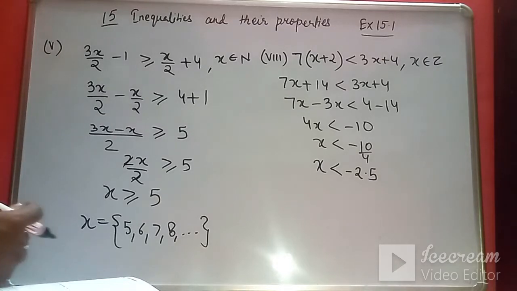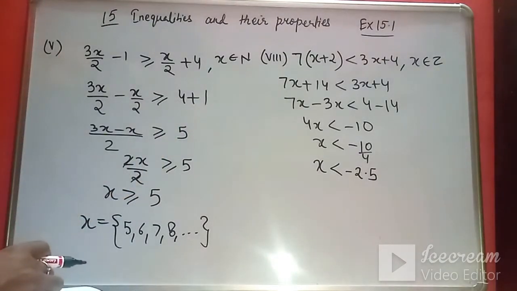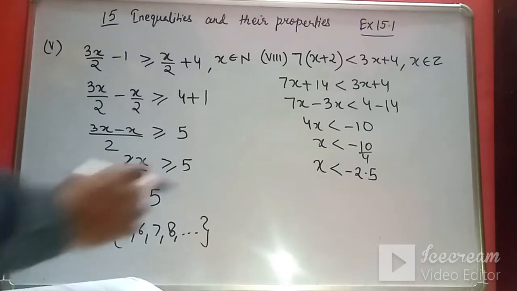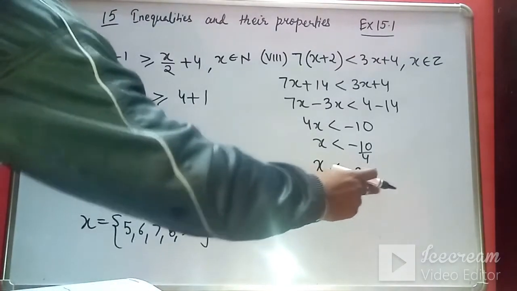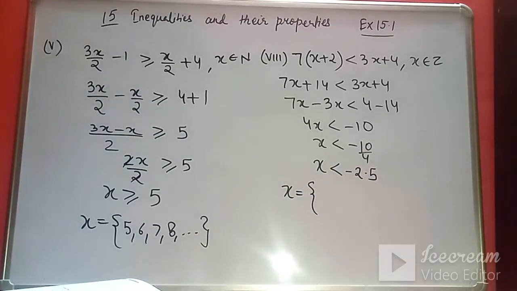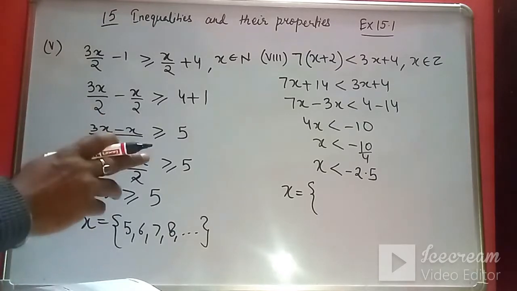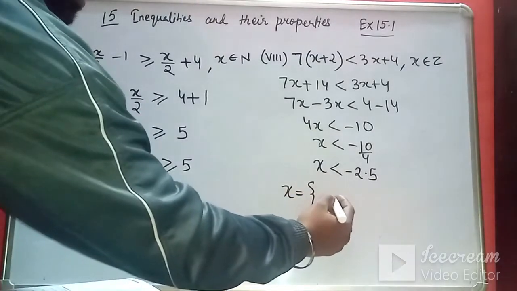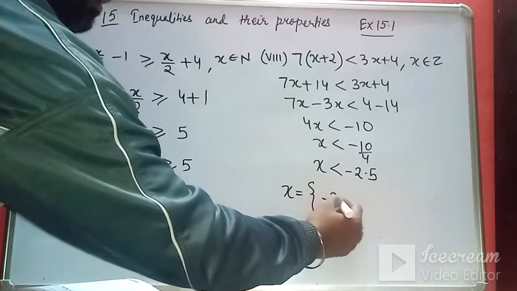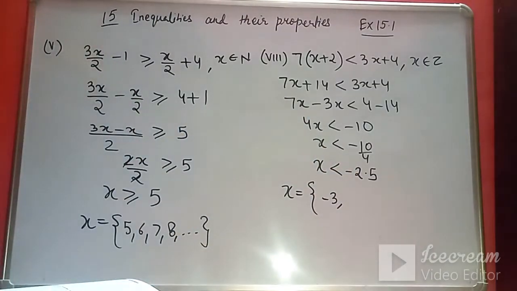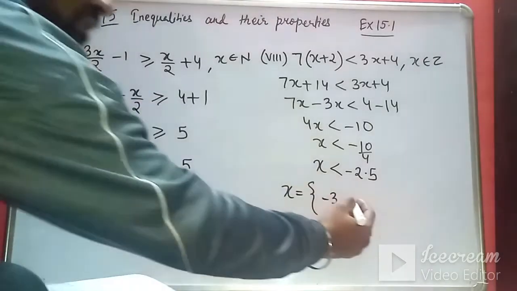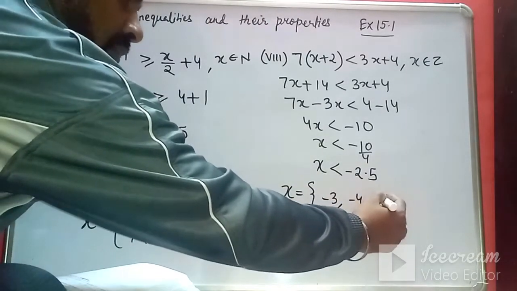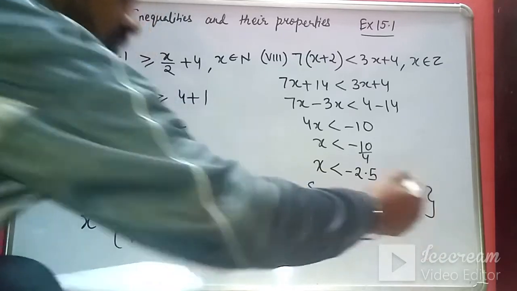Now, what is our replacement set? x belongs to all the integers. So when I write the solution, all the integers less than minus 2.5. Minus 2.5 is not an integer, but the first integer that will be less than minus 2.5 is how much? Minus 3. Don't write minus 2 because minus 2 is greater than minus 2.5. So it will be minus 3, minus 4, minus 5 and so on.